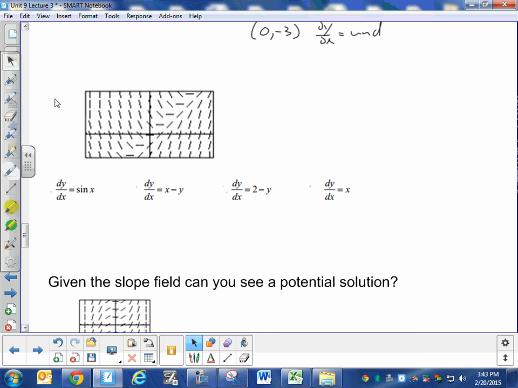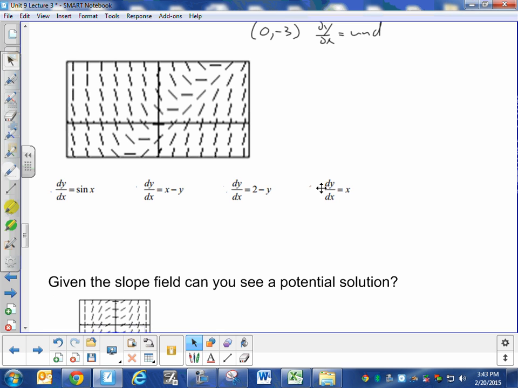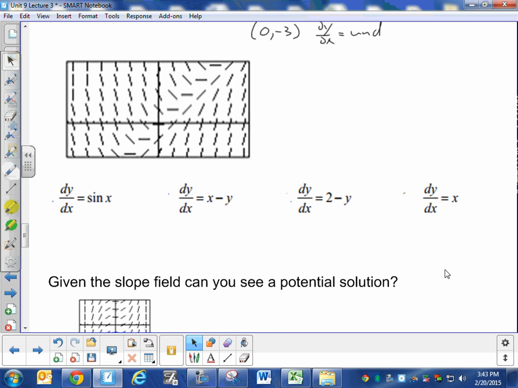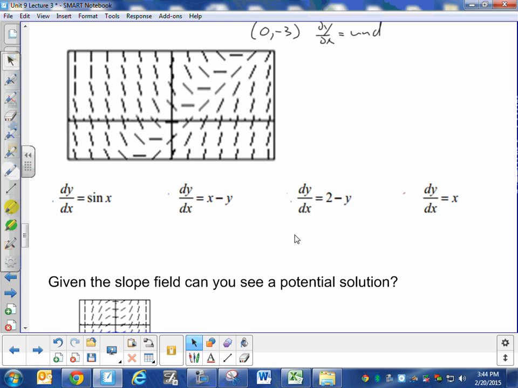Okay, you try. Do this one. And then we have one more to do. Which of those 4 differential equations will produce that slope field? Look at ones that are obvious. This line of zeros should help you determine which one of these is correct.